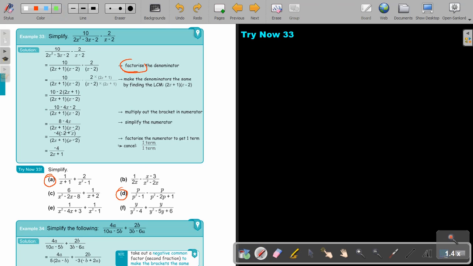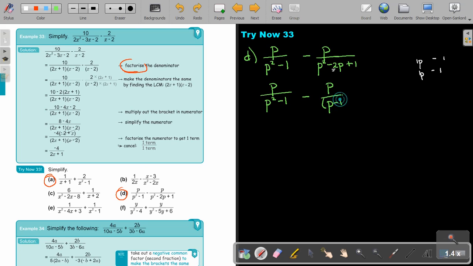Okay, so if you look at number D, this is going to be p over p squared minus 1 minus p over p squared minus 2p plus 1. Now this is a trinomial and it's in group A. So on the side, it's always good. So just go 1, 1, 1, 1. 1 plus 1 gives me that 2. The signs are the same, negative, negative, and it's p, p. So basically, it's going to be p over p squared minus 1 minus p over p. I'm going to write it 2 times out.